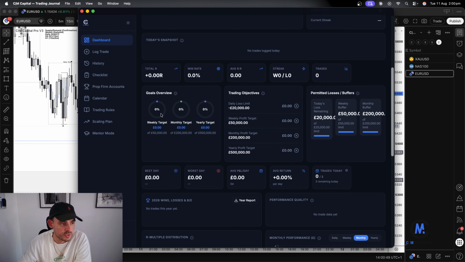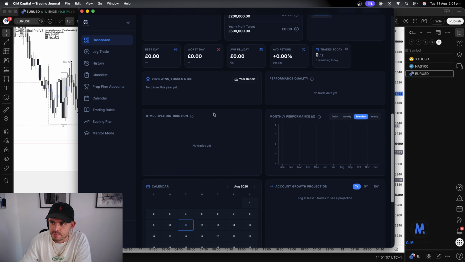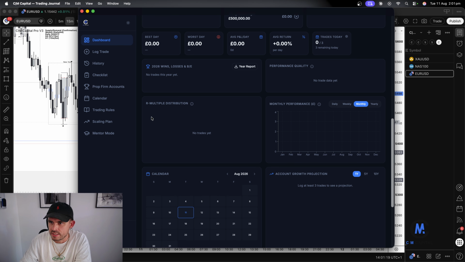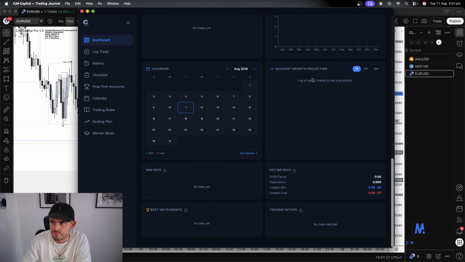And then goals, which we set when we created the account, so you can set your goals, and then it shows you where you've got to get to, and these bars will fill up. Trading objectives are basically the same as the goal overview, but it just highlights them a bit better. And then your buffers, your best day, your worst day, just your basic cards. You can even download this card here, which is like a yearly review thing. You can download that yearly report. Performance quality, monthly quality, your typical stuff.